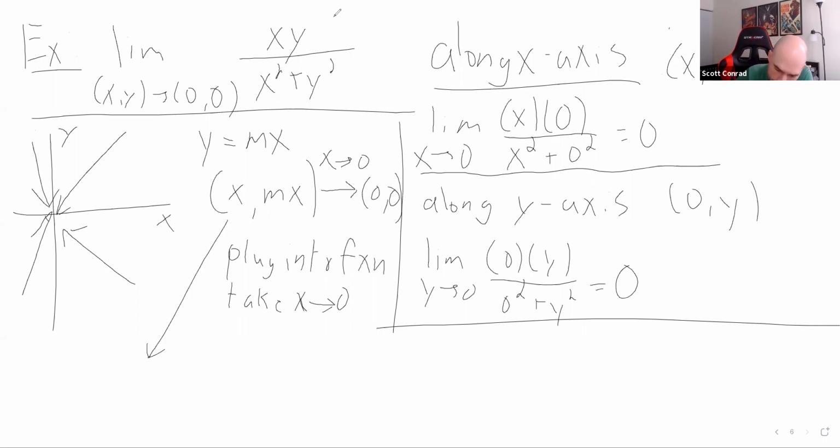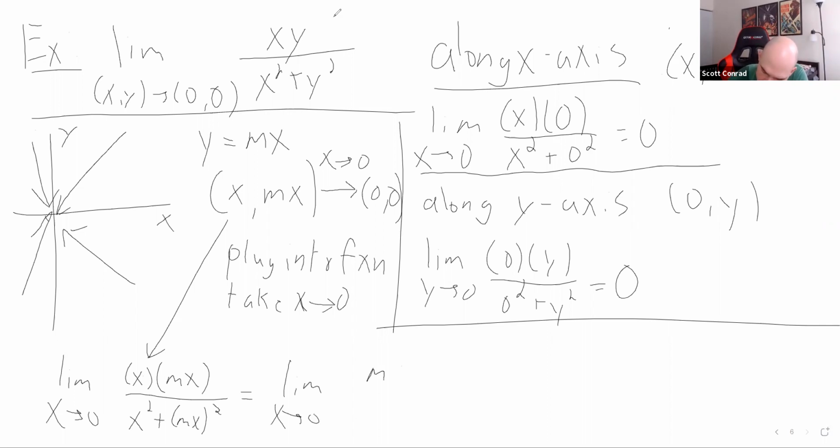So when we do that, x, y is mx over x squared plus mx quantity squared. So that's the limit as x goes to 0. x times mx is just m times x squared. And x squared plus m squared x squared, we can pull out the x squared. We get x squared times 1 plus m squared. And so you can cancel x squared top and bottom. And we get m over 1 plus m squared.